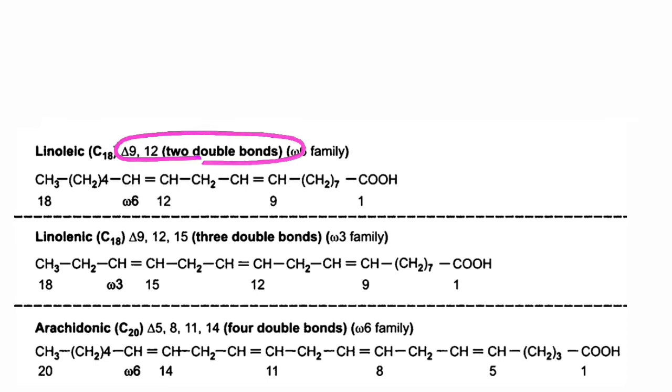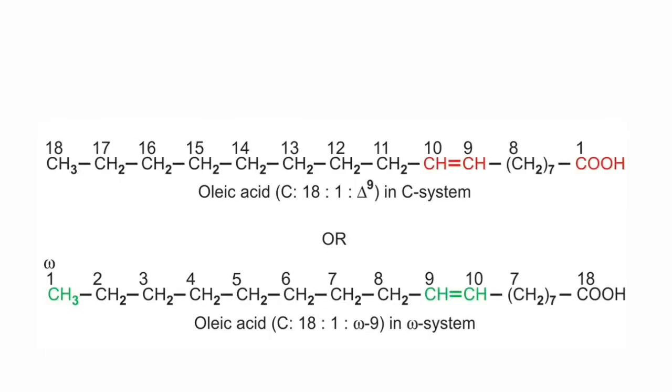But in case of the omega system, it indicates only the location of the first double bond in the fatty acid from the omega end. It will not tell us the remaining double bond positions. If you say that a fatty acid is designated as omega 9, that indicates that the bond is present between the 9th and 10th carbons from the omega end, but it will not tell us the position of the remaining double bonds in the fatty acid.